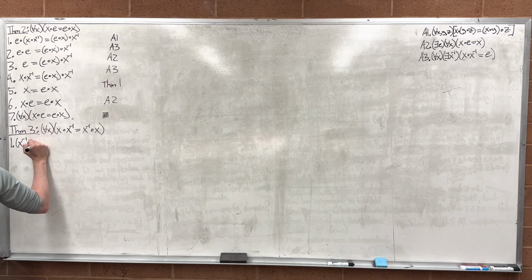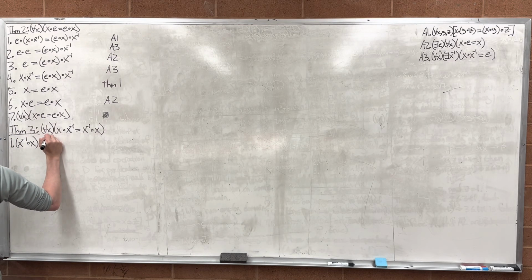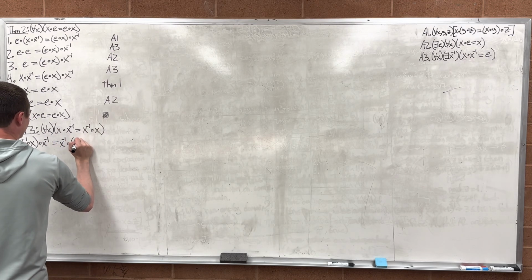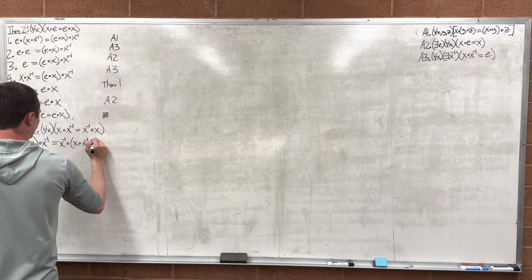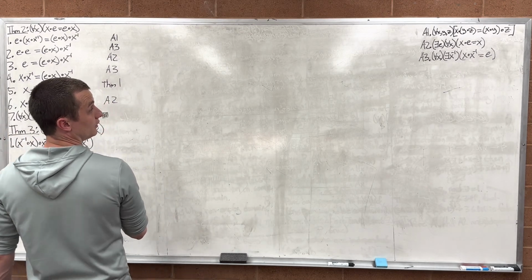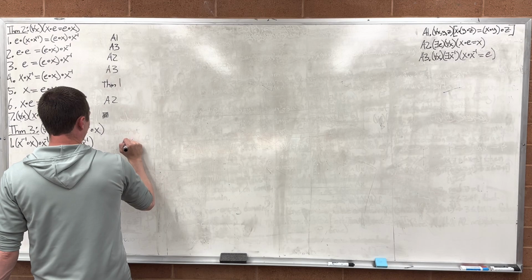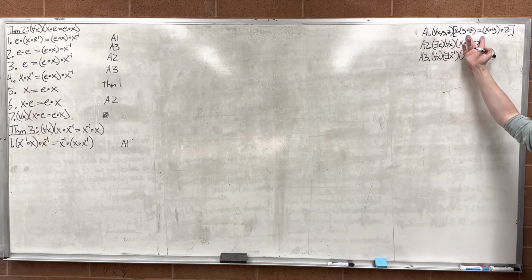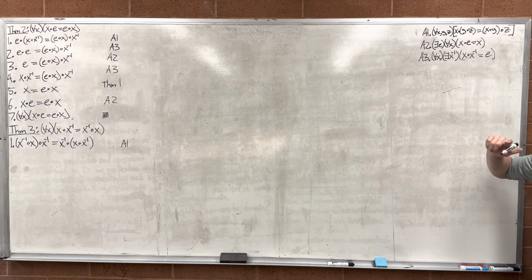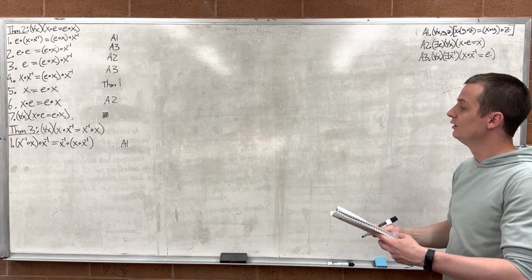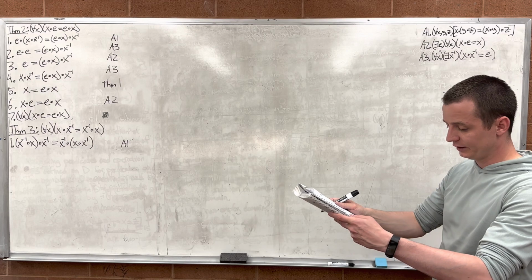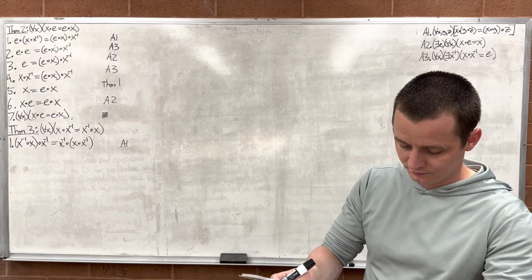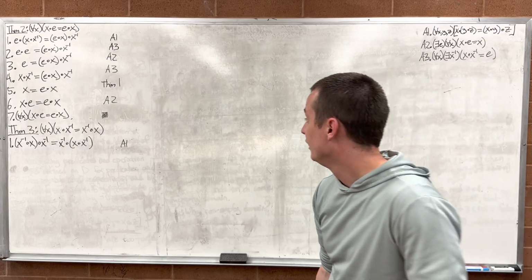x inverse compose x inverse is equal to x inverse compose x inverse. So here we're using axiom 1. Notice that I just wrote it in reverse order, and I don't know if I thought that would help clarify something down the road or not. But it doesn't matter which way we write it, right? Okay.